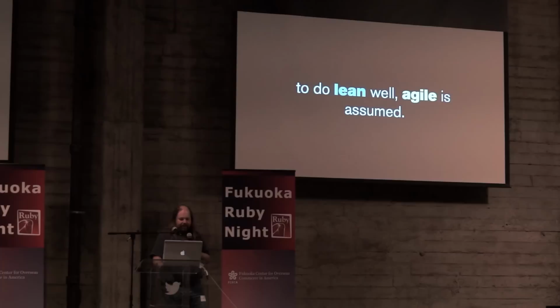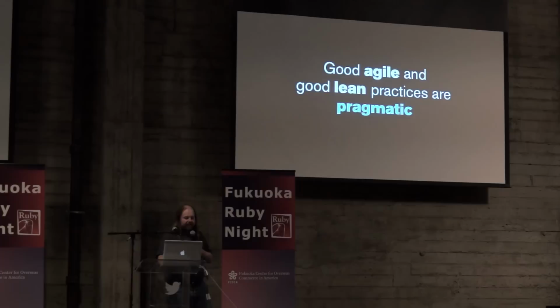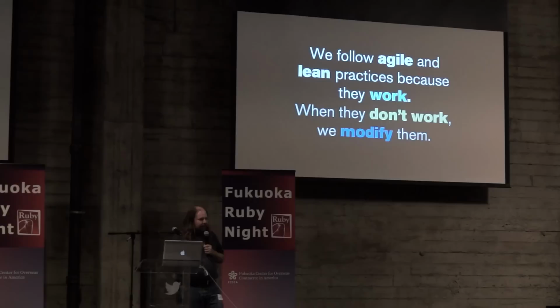And so now I want to switch gears a little bit and talk about what makes a good agile or lean practice. The big thing is they're both very pragmatic. They're not dogmatic. We follow agile practices and lean practices because they work. And when they don't work, we change them.